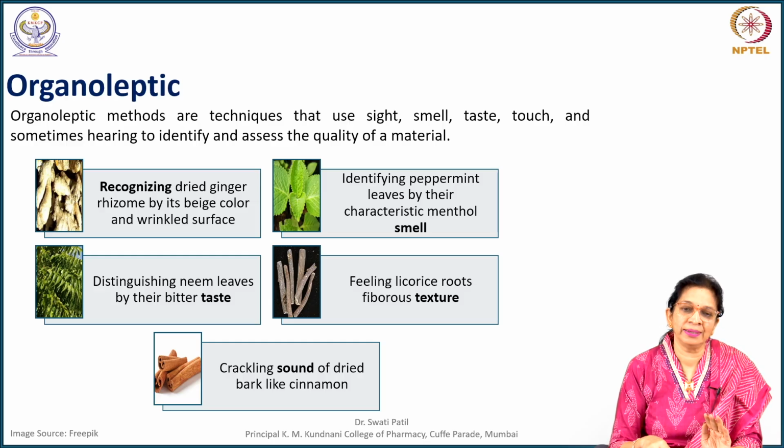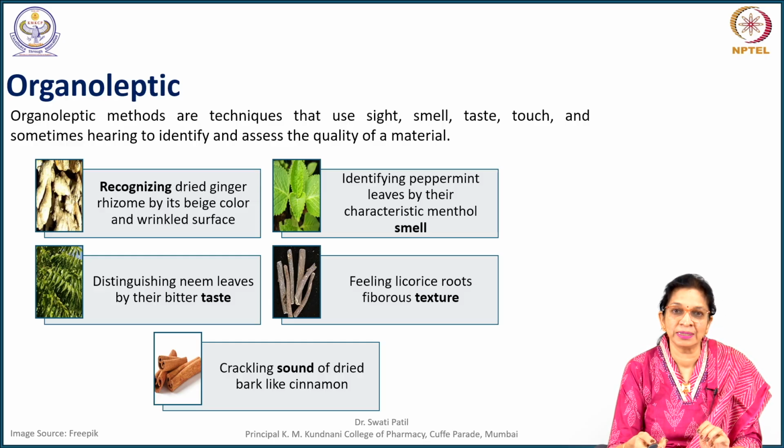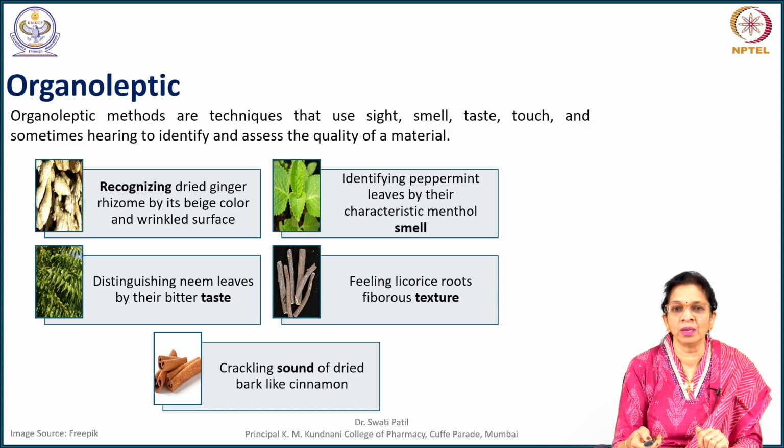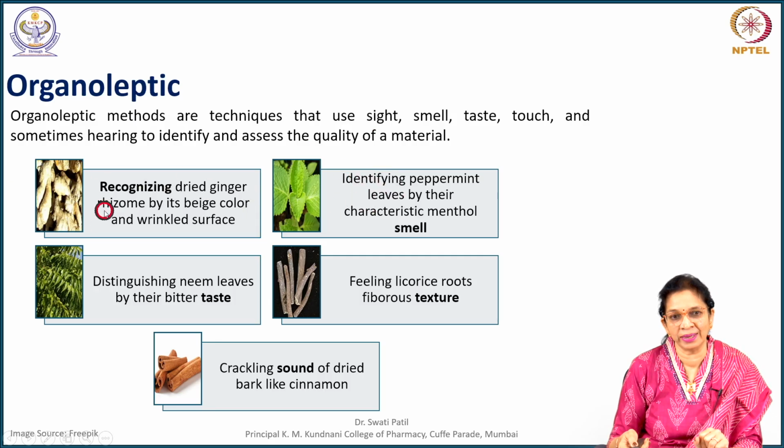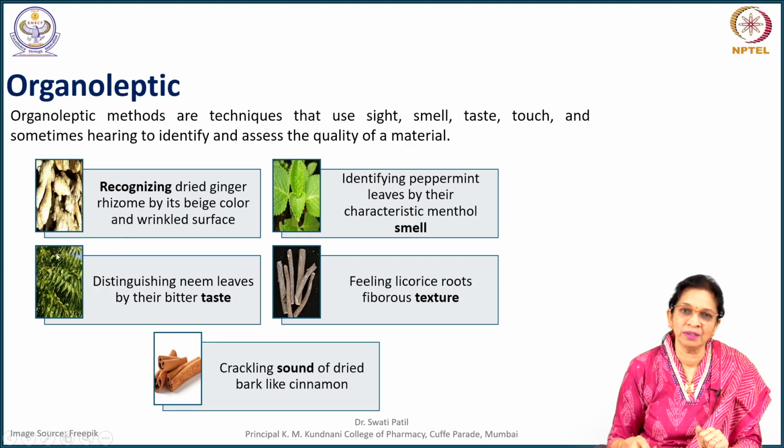For example, identifying peppermint leaf by smell. Here we are using the nose as the sense organ to detect the herb. Here we are using eyes to see whether ginger is branching, and what the color is. By tasting, you can identify neem leaves. If you have tasted them, they are very bitter in taste. So, we can distinguish neem leaves from other leaves by their bitter taste.